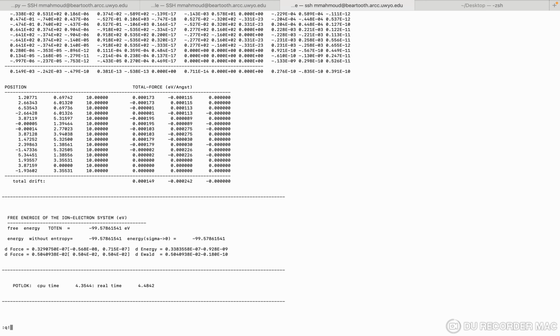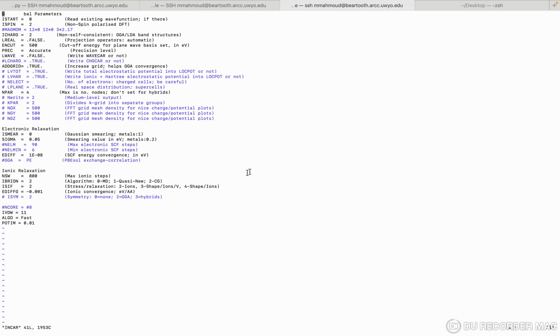Let's come back and open the INCAR again. All of your forces at the end of the day will be less than this number when this is negative. When this is negative, EDIFFG is related to forces. But what about EDIFF? EDIFF is so important.